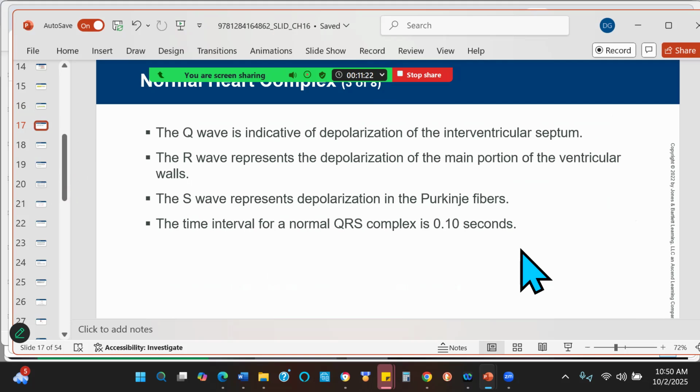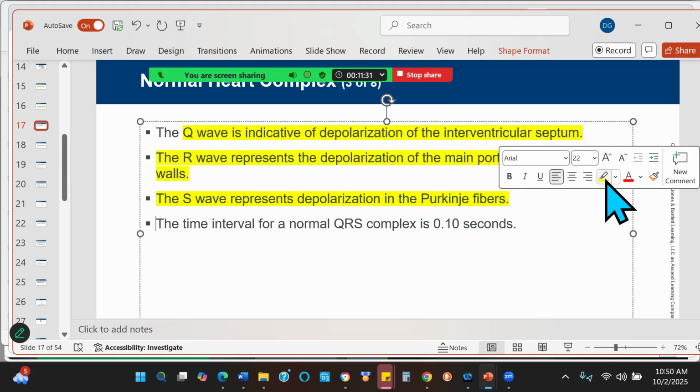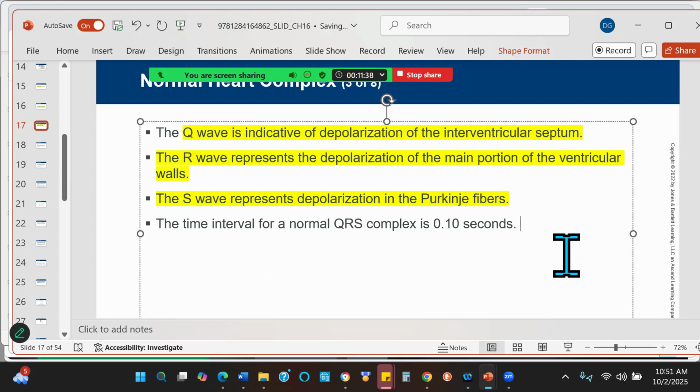The Q wave is the ventricular depolarization, and really the QRS, all taken together, represents the full contraction of the ventricles. It spreads through the septum, it spreads through the main walls of the ventricle, and then spreads through the Purkinje fibers, which are the tiny little fibers that go out to the ventricular muscle. Normally, it takes about 0.1 seconds to do that.